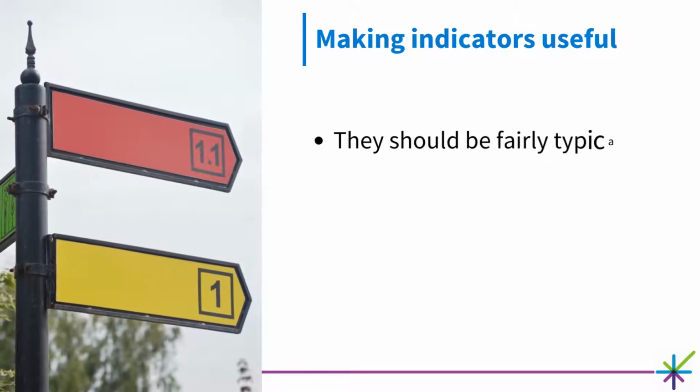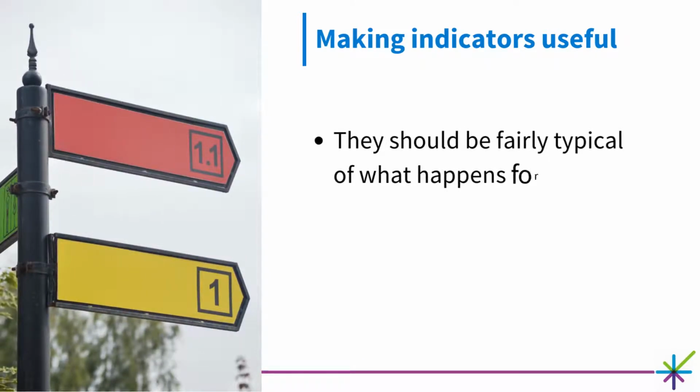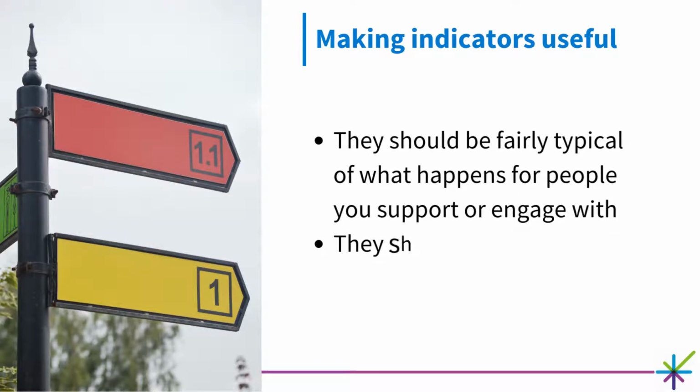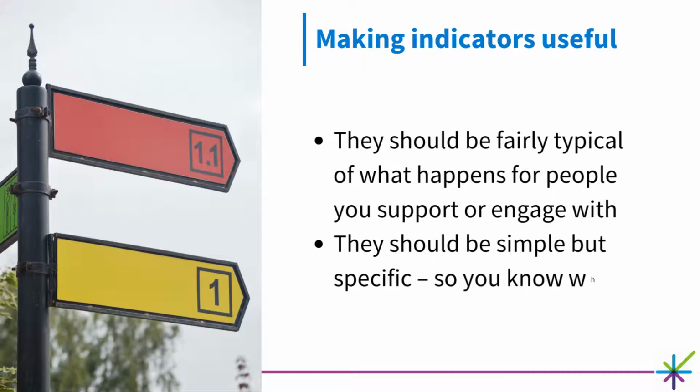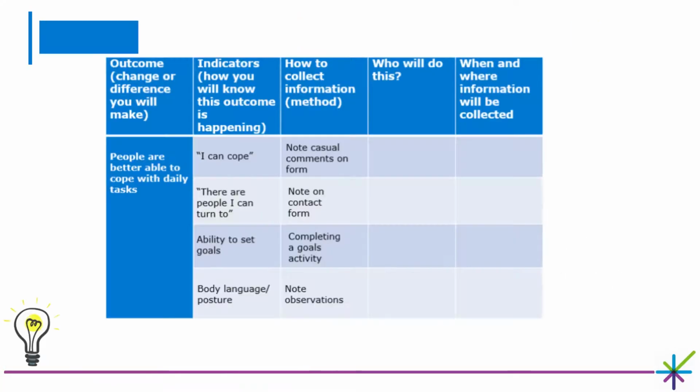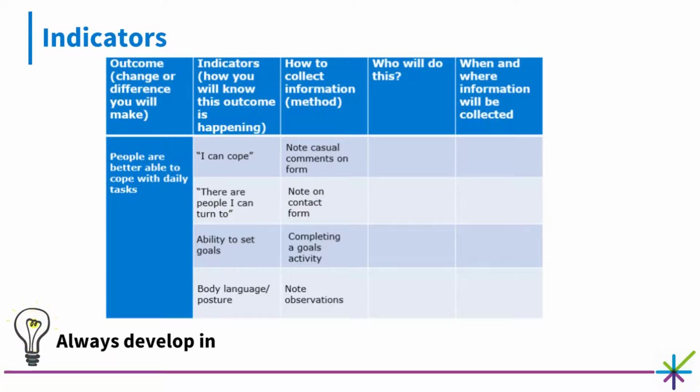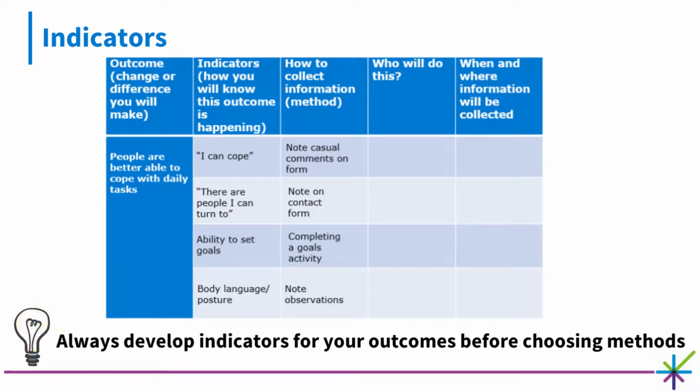Making indicators useful. Here we summarize our tips for writing indicators. They should be fairly typical of what happens for people you support or engage with. They should be simple but specific, so you know what you are measuring. Indicators guide us towards gathering the right evidence that will show our outcome is happening.